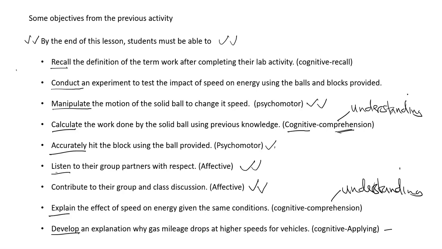So another thing is, when I'm writing down these objectives, you can see that for some objectives I have given them the condition. For example, this one. This is the condition. This one, this is the condition. This one, the psychomotor, I haven't given it a condition. Here, I gave them a condition: using their previous knowledge.